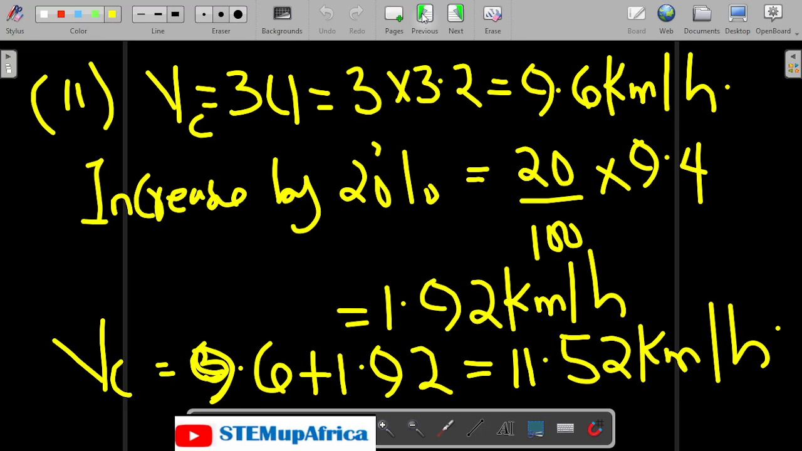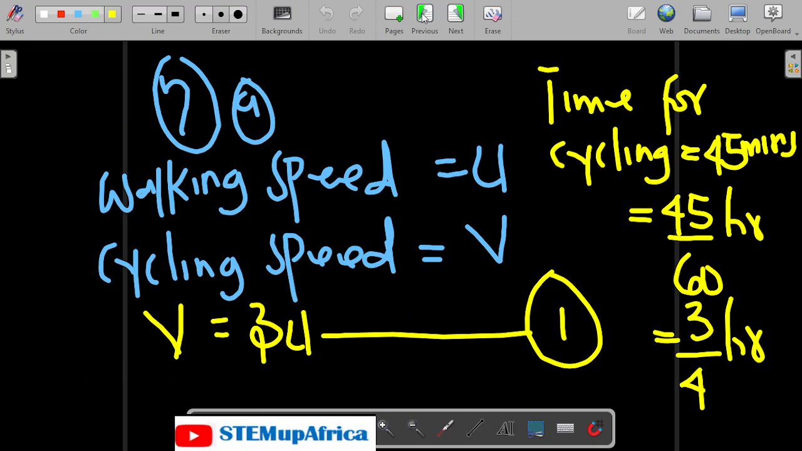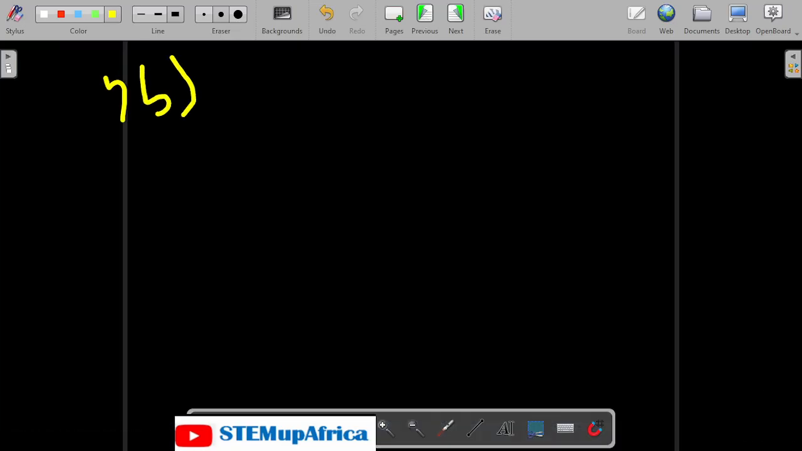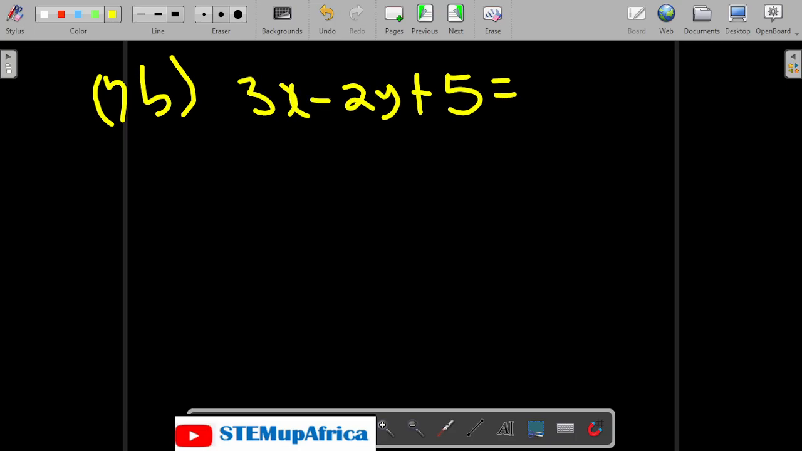So this is not the time for the question. Let's look at question 7b. If a line L passing through the point K, is parallel to this line, find the equation of L. It gave us the point as minus 3, 5, and the line is 3x minus 2y plus 5 equals 0.